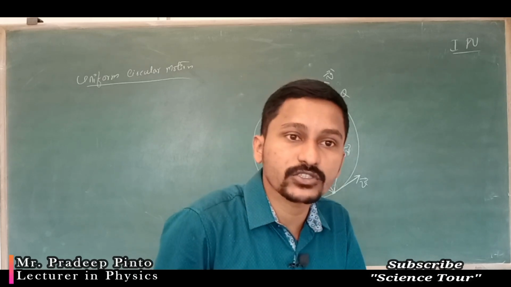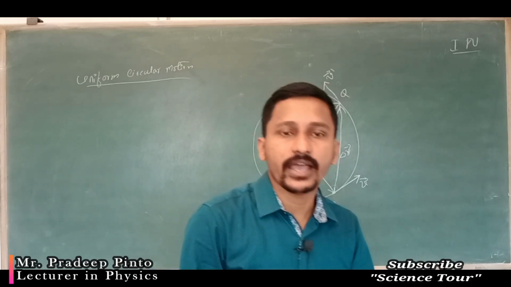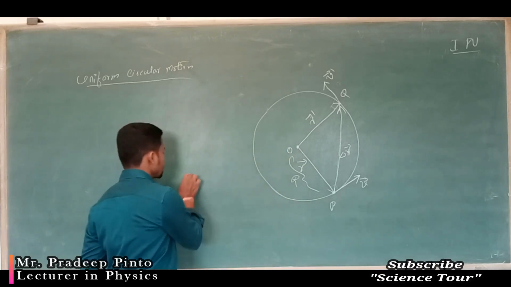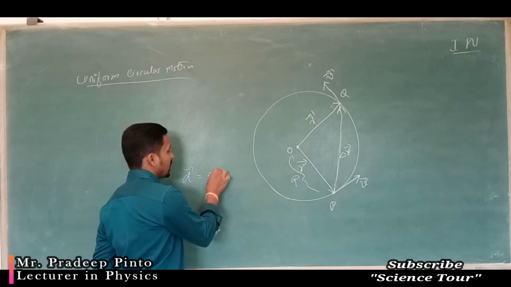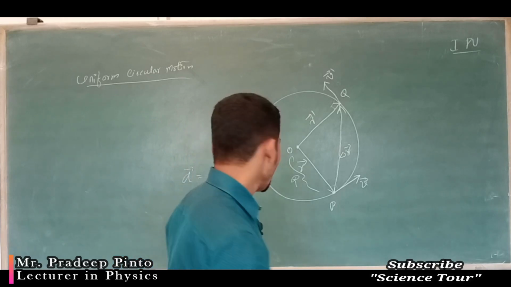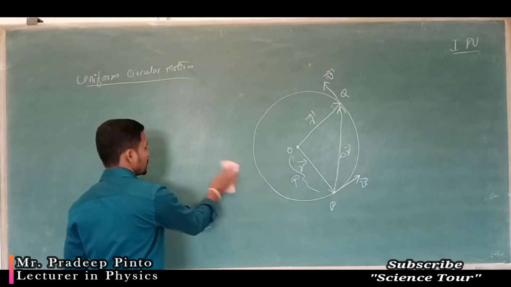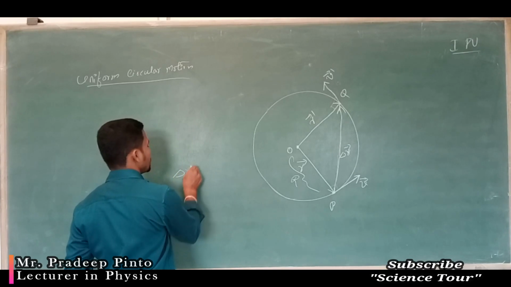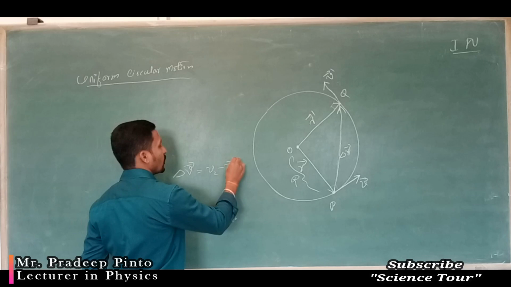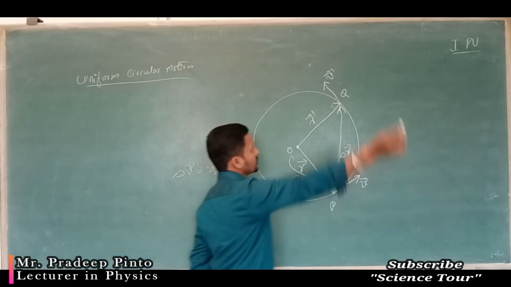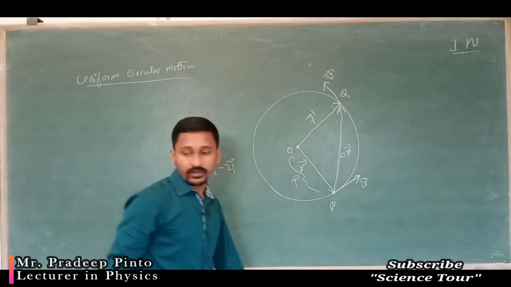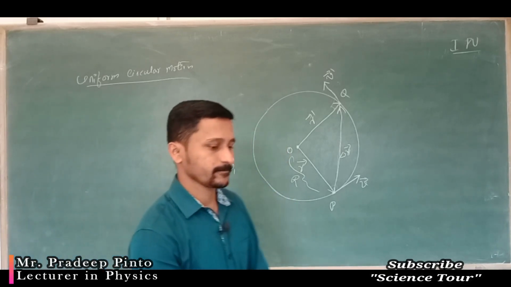So what is our aim? Our aim is to find out the acceleration. Now how can I find out the acceleration? Acceleration is equal to delta V by delta T. So how to find out that delta V? Delta V means change in velocity. Delta is the notation. So V2 minus V1, which means V dash minus V. How can I write this down?